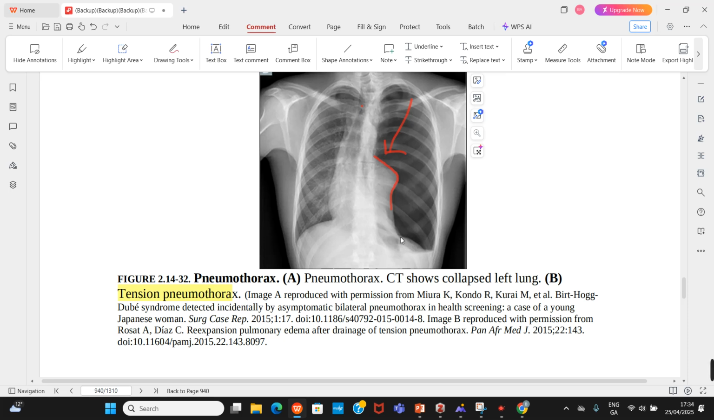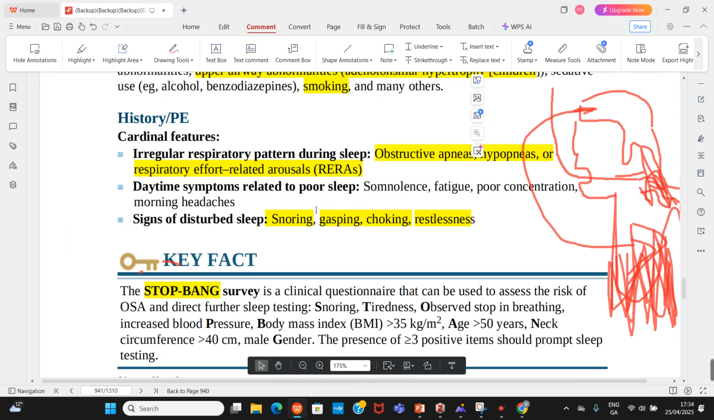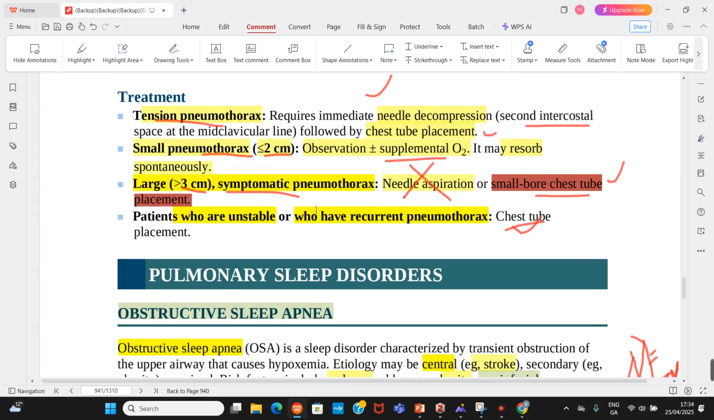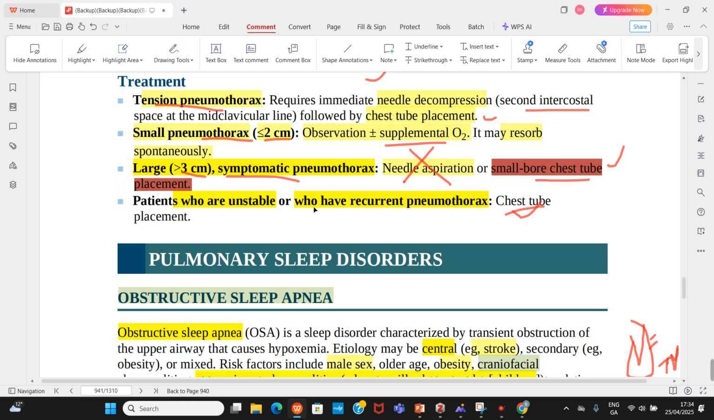The costophrenic angle, this is it here. The costophrenic angle is deeper than that of this one. Okay. Thank you. You're welcome. So that's that about tension pneumothorax. It's what we should always pay attention to, because some people don't know that. If it's tension, needle. If it's not tension but symptomatic, put in your chest tube. It is as simple as that.